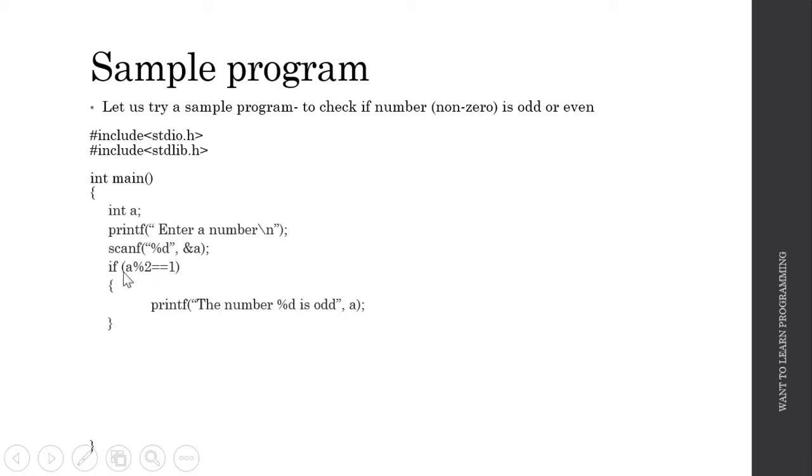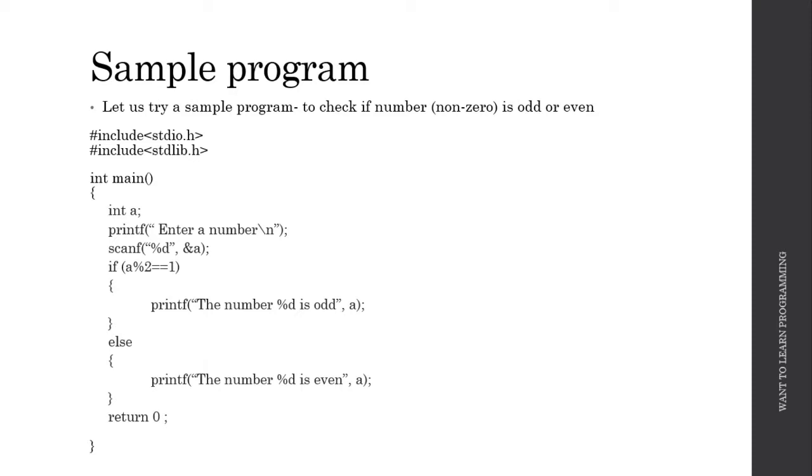So if this condition fails, and this condition fails only when a is even, then we go to the else block where it says printf the number %d is even. So either the statement the number is odd will be printed or the number is even will be printed, depending upon the value of a. Next, we write the return 0. So this completes our sample program. I recommend that you run this program in Code::Blocks to make sure that you understand the program well.